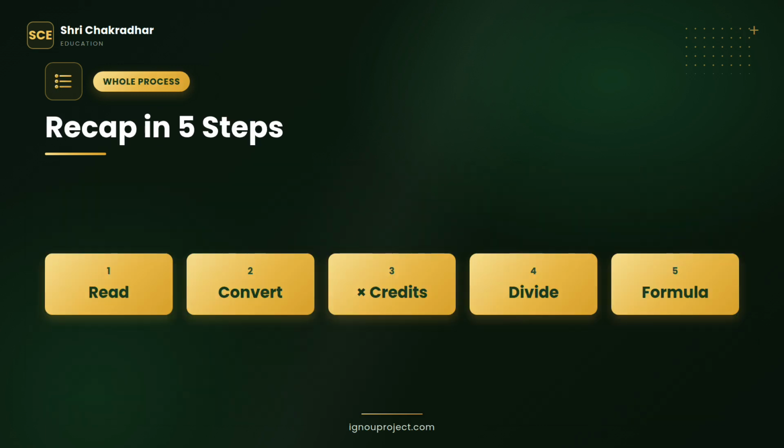Let us put the whole calculation together one final time. Simply, read your grades and credits from the grade card. Convert each grade to its point on the 5-point scale. Multiply by credits, add up, divide by total credits, and you have your CGPA. Then apply the official formula or the conversion table to estimate your percentage and read off your division.